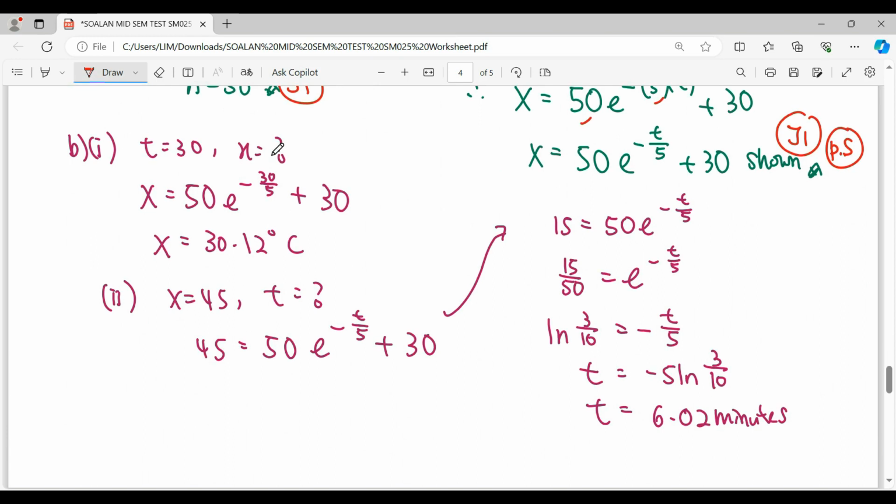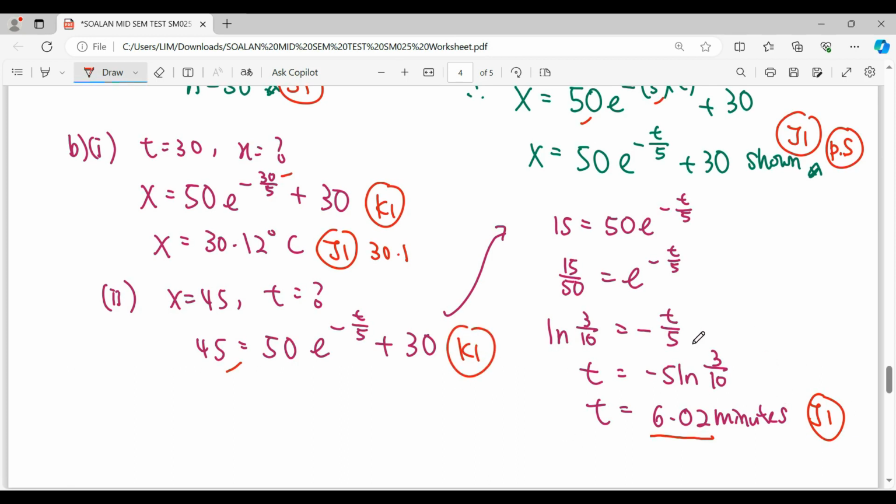Then for question B, we just need to see how you apply the information, substituting t equals 30 to get the answer. This answer we can accept 30.1, but we can't accept 30 because it is not enough significant figures here. And then the second question, substitute x equals 45, find your t. So t here we accept only 6.02, substitute and simplify to the answer.